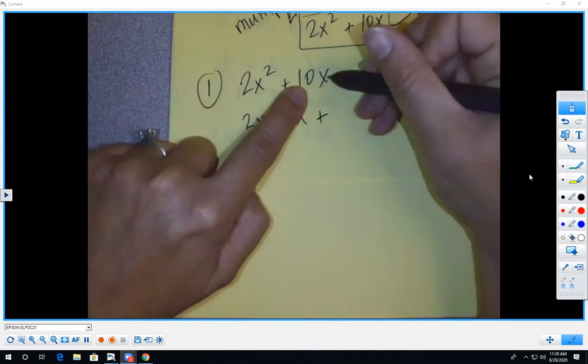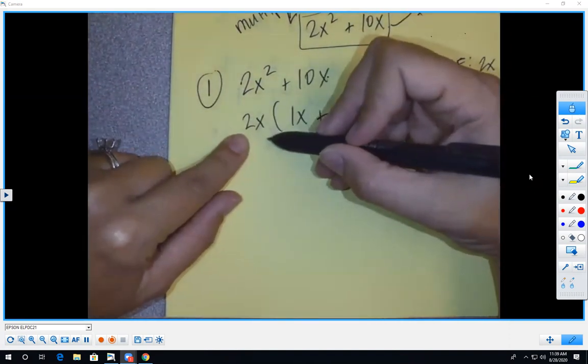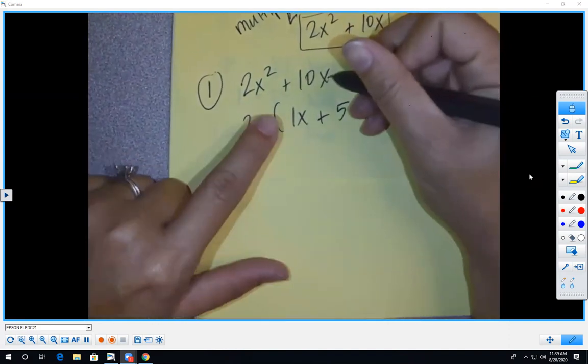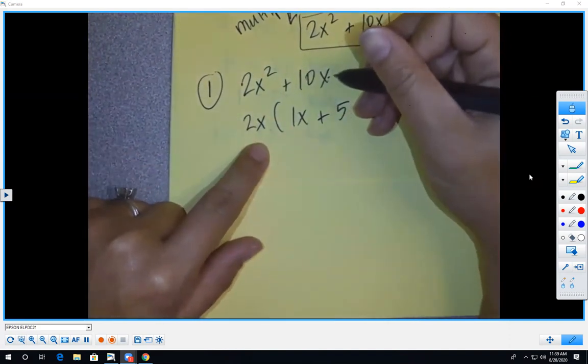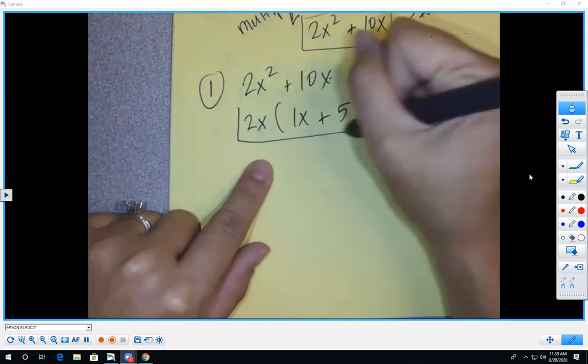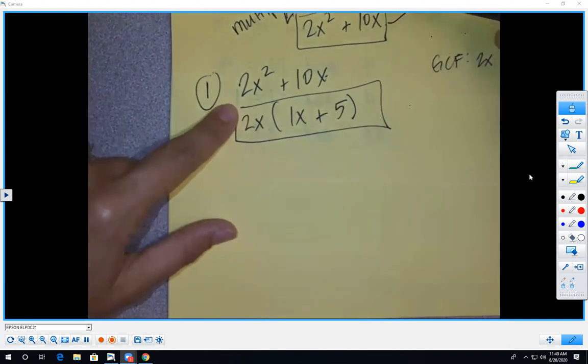Plus, what's 10x divided by 2x? Yeah, 10 divided by 2 is 5. If I have an x and I pull it out, or x divided by x is 1, like it's gone. So it's just 5. And that's my answer. And notice that's what I started with up here.